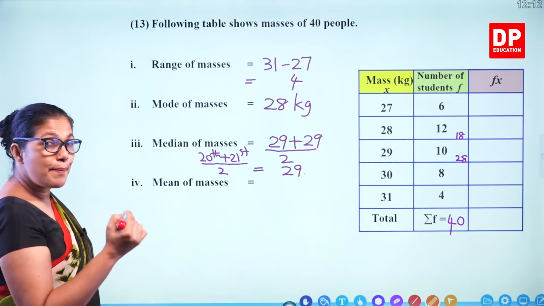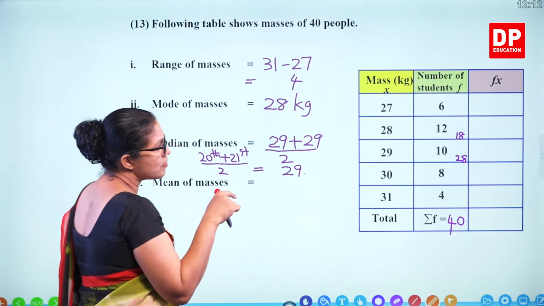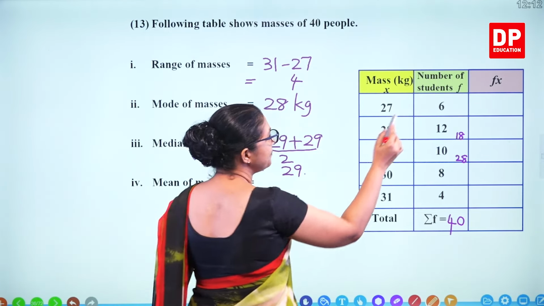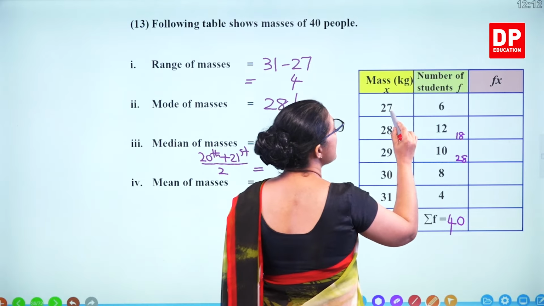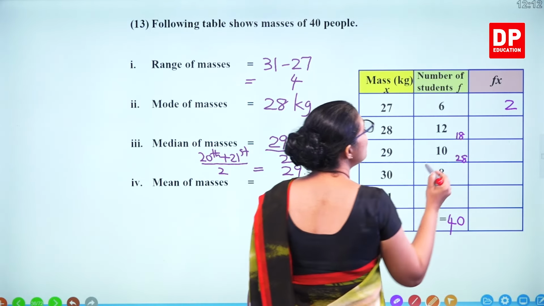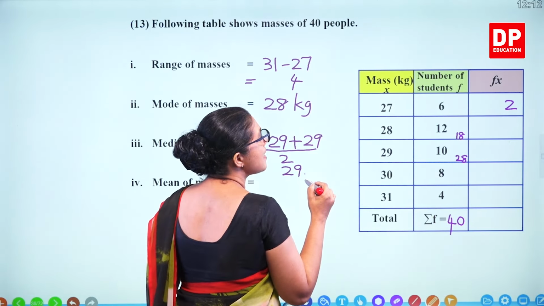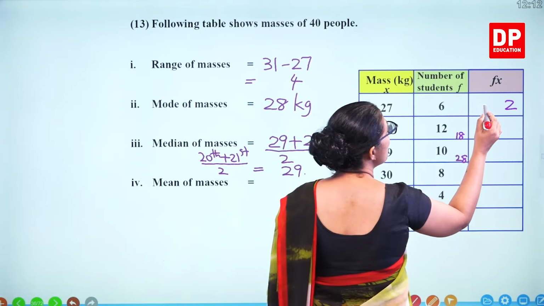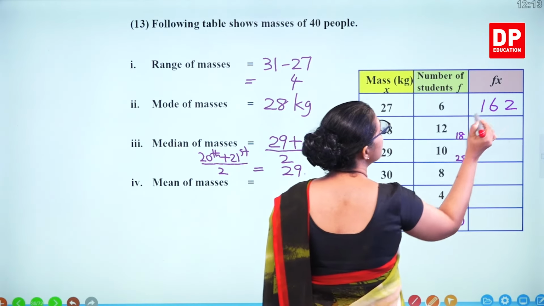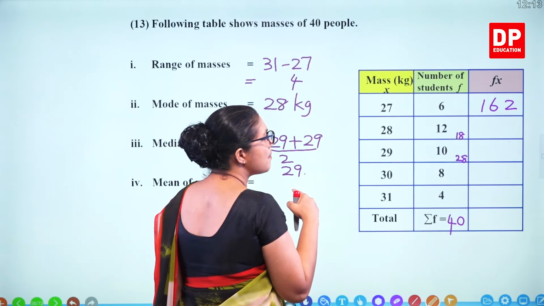How do you find the mean? You need the fx column. Multiply f into x. 6 times 7, 42. 4 remaining. 6 times 2, 12. Plus 4, 16. Multiply this by 12.